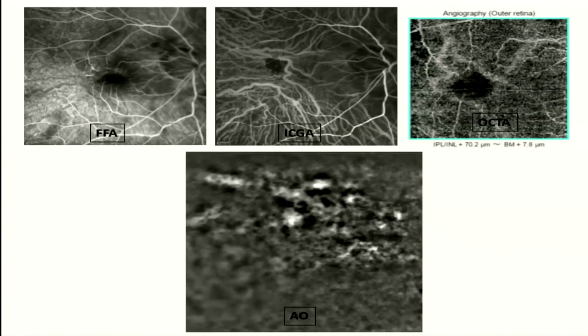This is the FFA and ICGA imaging of 45-degree field along with the OCTA, which also gives us the 45-degree field. And below is the AO imaging of 4x4 degree arc, where the striations are clearly seen. Here the photoreceptor mosaic is disrupted and it's not normal. There are many hyperreflective areas and hyporeflective areas.